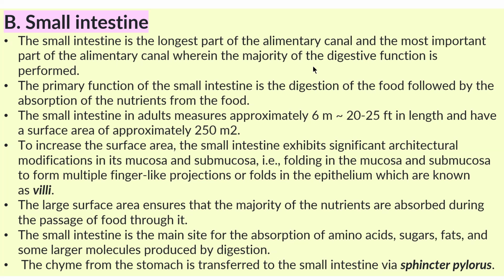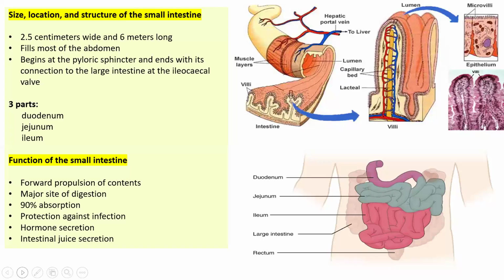The small intestine is the main site for the digestion of carbohydrates, proteins, and fats. It is also the main site for the absorption of amino acids, sugars, fats, vitamins, minerals, and some larger molecules produced by digestion. The chyme, as we have learned in the previous gastrointestinal tract video, is transferred from the stomach to the small intestine with the help of a sphincter muscle, the pyloric sphincter. The small intestine is 2.5 centimeters wide and 6 meters long.